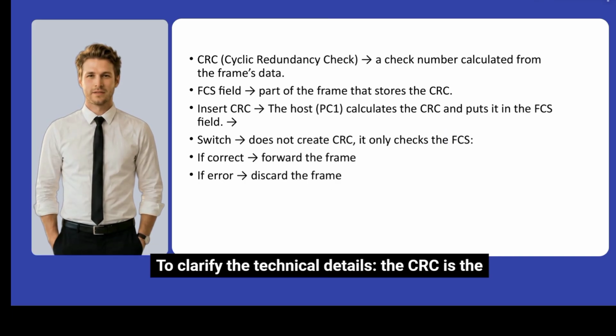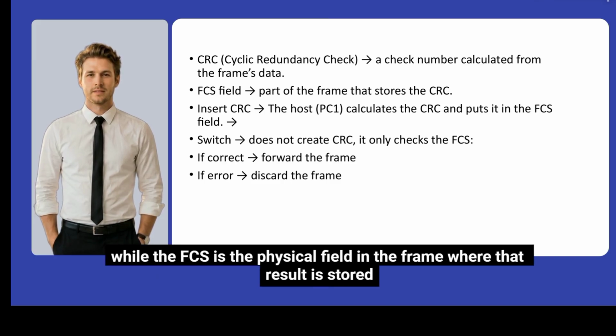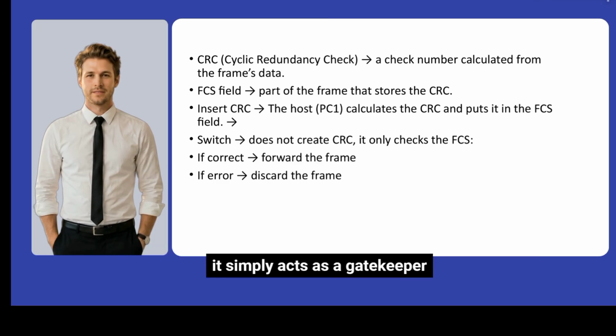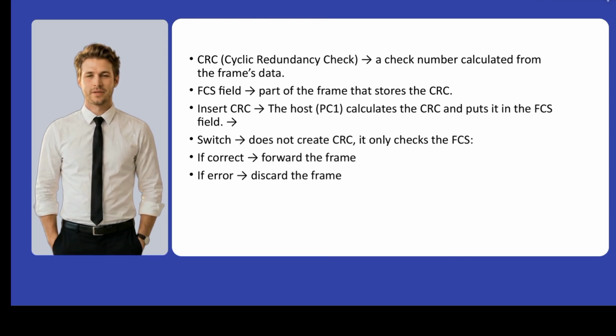To clarify the technical details, the CRC is the mathematical result of the frame's data, while the FCS is the physical field in the frame where that result is stored. It's important to remember that the switch doesn't create a new CRC. It simply acts as a gatekeeper. If the check passes, the frame is forwarded. If there's an error, the frame is dropped right there at the switch.